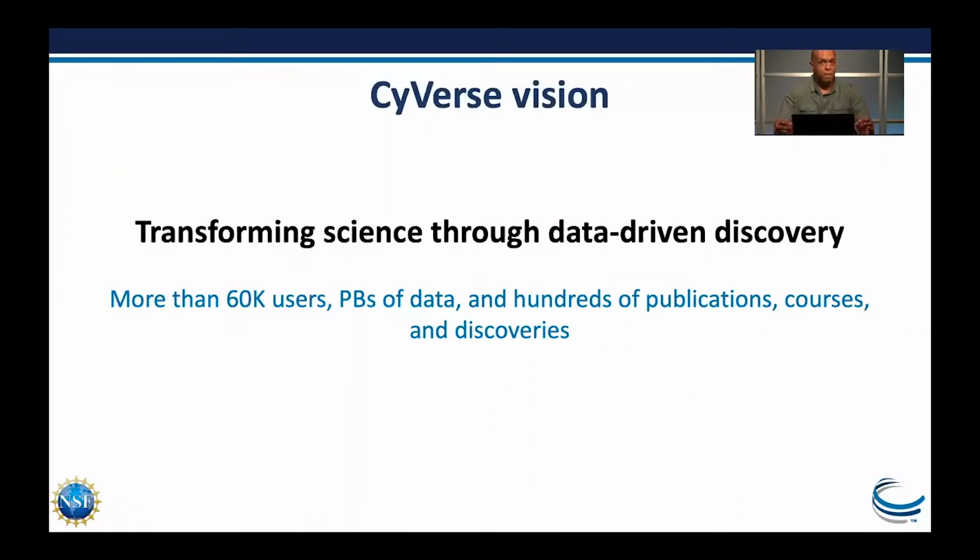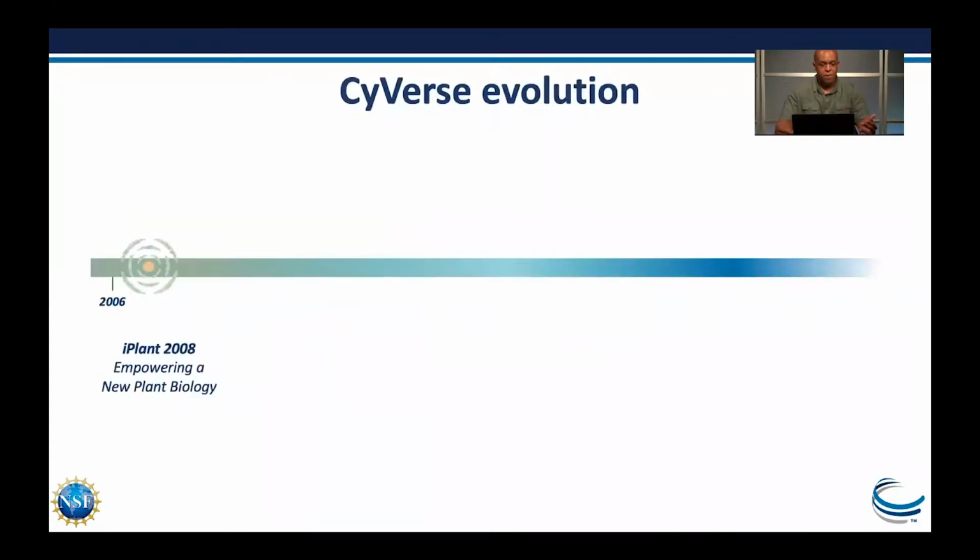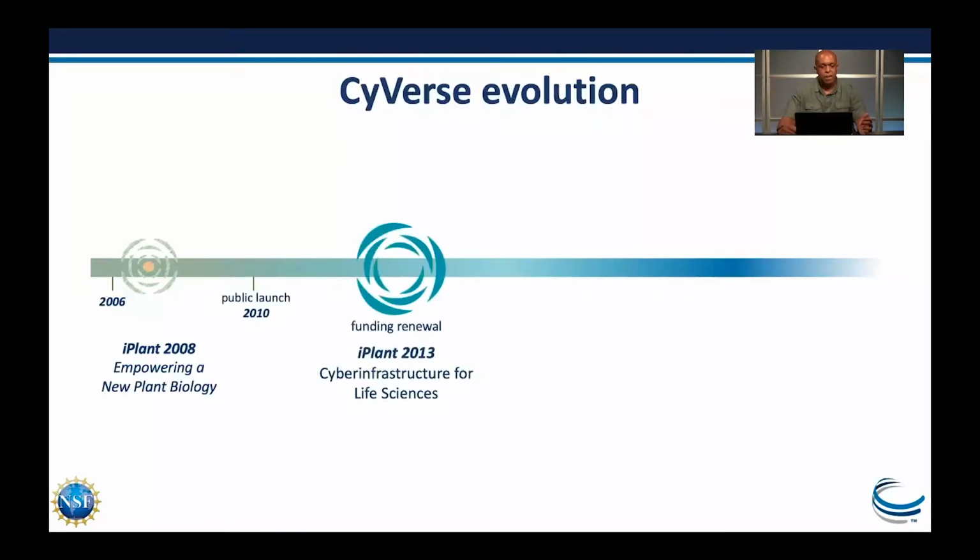So let me step back for a 10,000 foot view onto the project and the vision for the project. We have more than 60,000, close to 70,000 users. There are petabytes of data that people are storing with us and sharing with us, hundreds of publications, courses, discoveries that have been enabled by CyVerse. But actually, the project started in 2008 as something called the iPlant Collaborative. That was when the first funding was announced, and it was explicitly for working with biological data concerned with plants at the time. In 2010, the tools launched publicly, and the first renewal from NSF was in 2013.